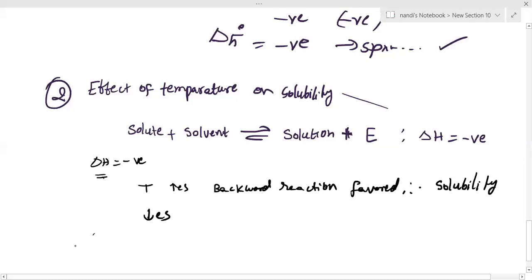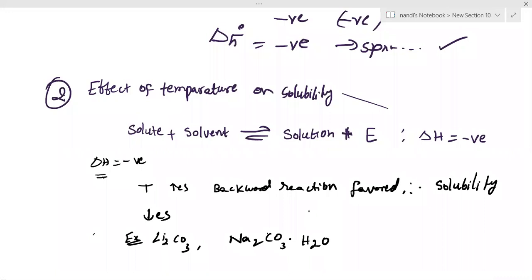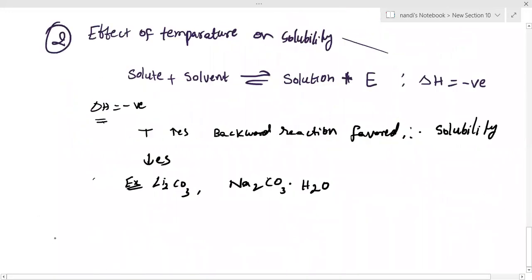Now we can check, suppose delta H. I will give examples here. Examples are mostly lithium nitrate, lithium carbonate, sodium carbonate monohydrate. So by increasing temperature, solubility decreases. But these are the examples. And one more, let's assume that one: case 1, case 2.